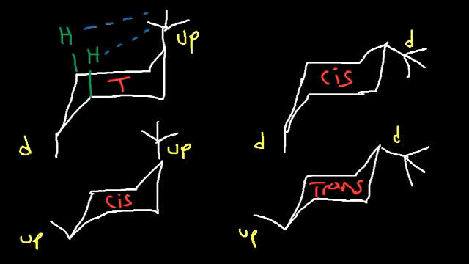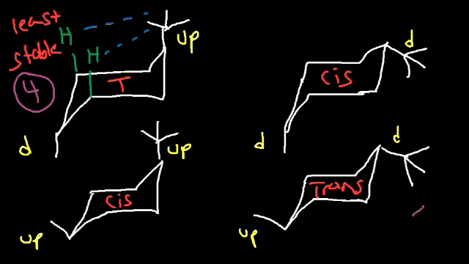So because for the first compound, both groups are in the axial position, this is going to be the least stable conformation. So we're going to say this is number 4 for least stable. Now, number 1, the most stable one, is where they're both in the equatorial position, which is this one. So this is the most stable conformation.